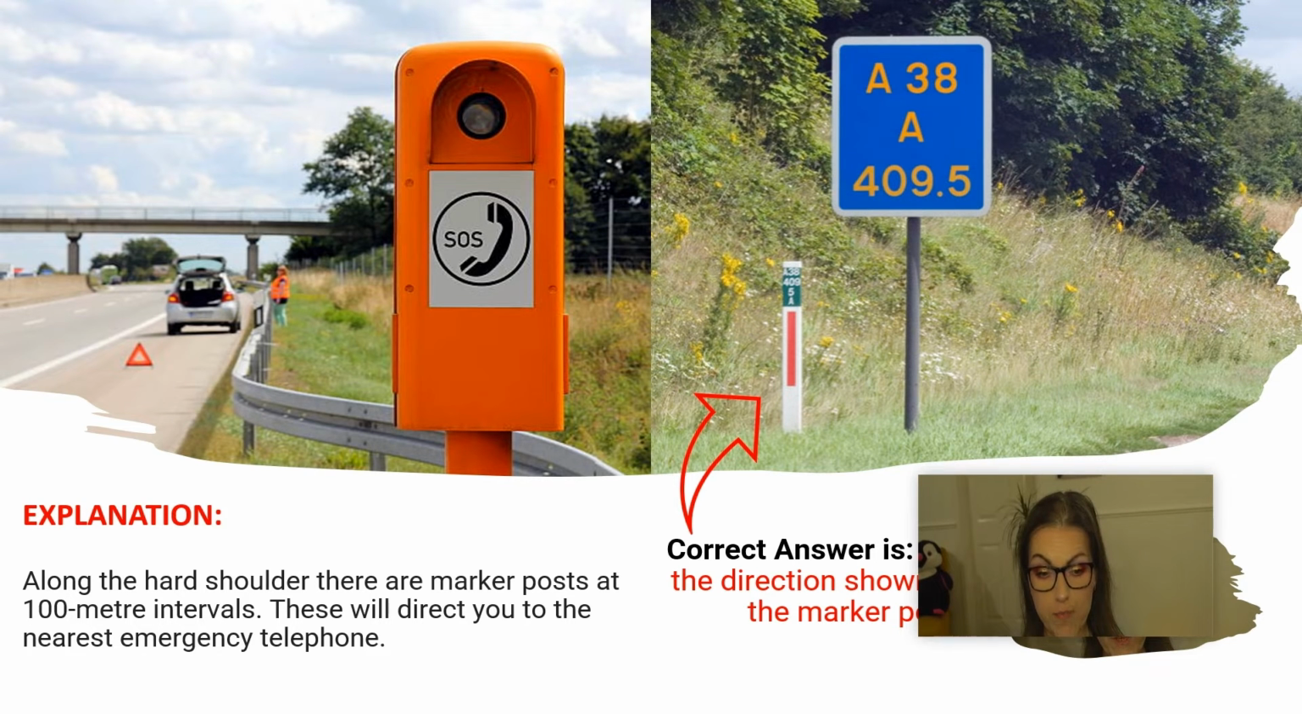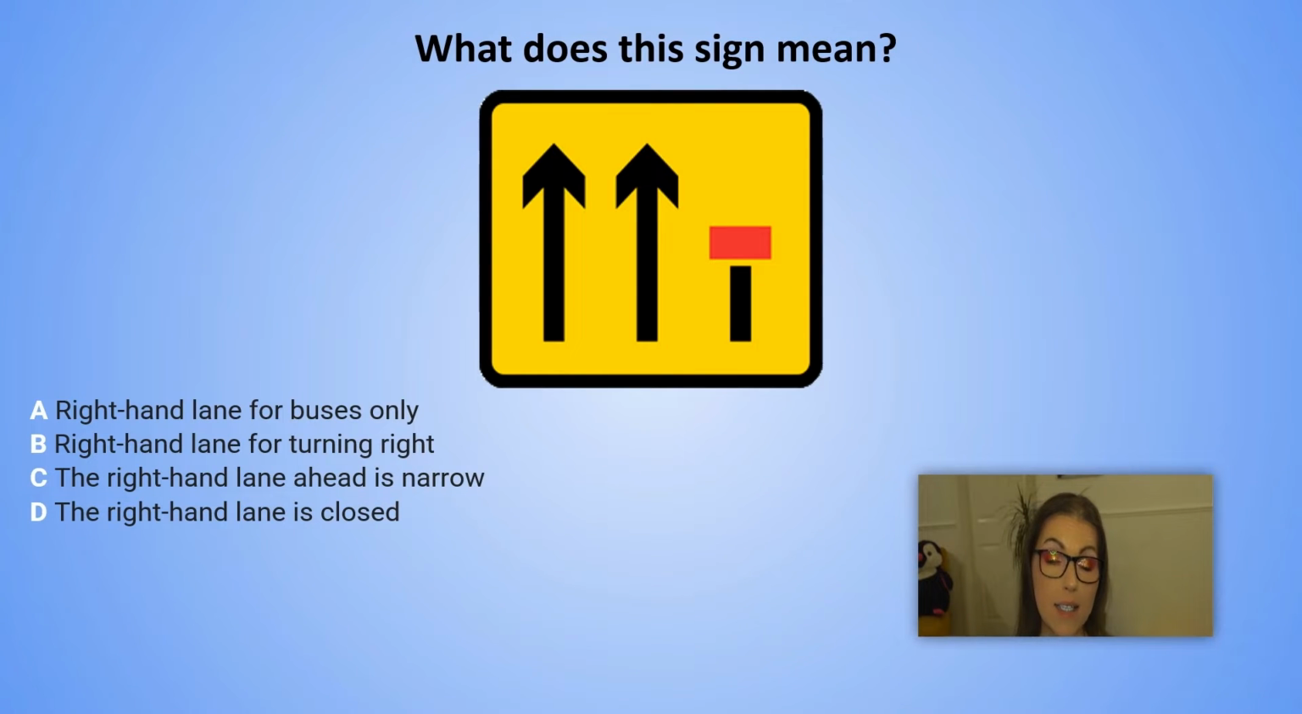Next question. What does this sign mean? A. Right-hand lane for buses only. B. Right-hand lane for turning right. C. The right-hand lane ahead is narrow. D. The right-hand lane is closed.